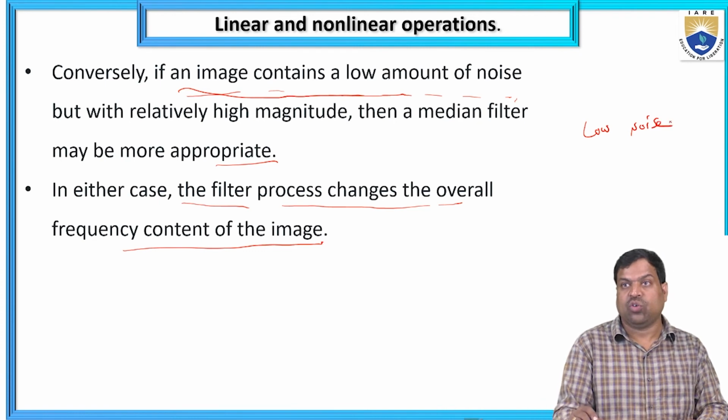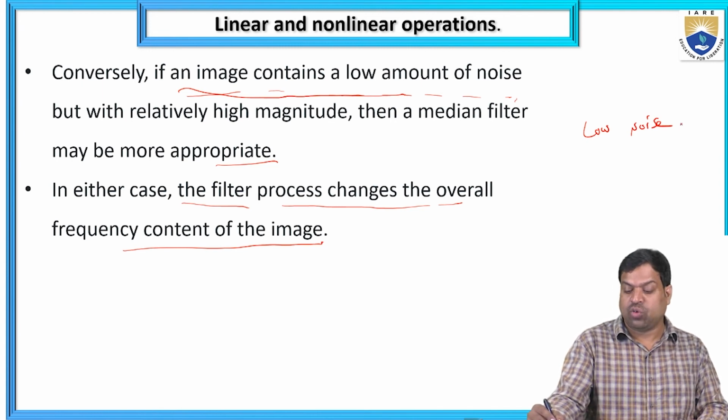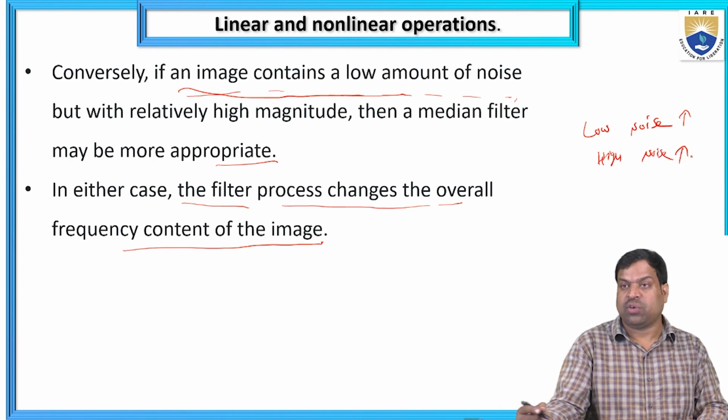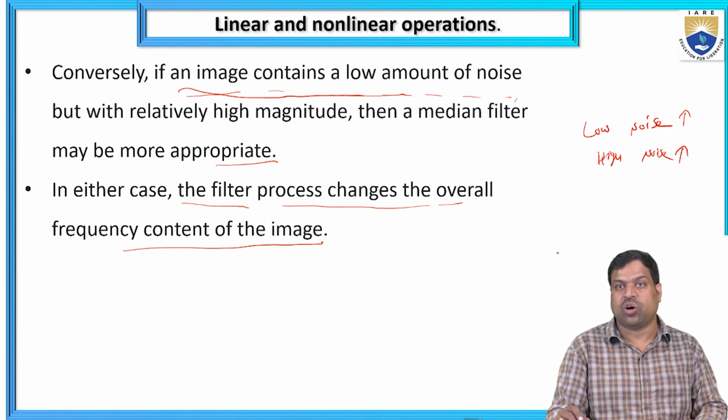If an image contains a low amount of noise but with a relatively high magnitude, then a median filter may be more appropriate. So when I take low noise, does it mean a better image or not? For high noise, it is not somewhat better. Okay, so if an image contains a low amount of noise but with a relatively high magnitude, then a median filter may be more appropriate.